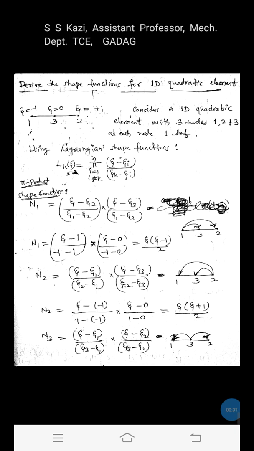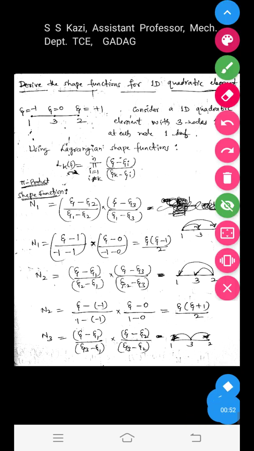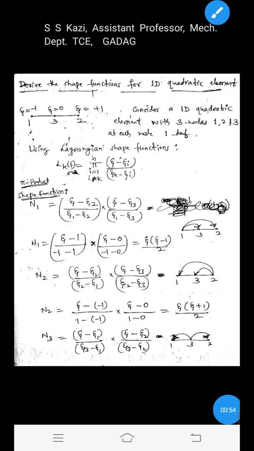If the secondary nodes like mid-side nodes and the interior nodes are introduced into the element along with the primary nodes, then those elements are known as higher order elements. Okay, now we will consider one of the higher order elements and derive the shape functions. Now let us derive the shape functions for the one-dimensional quadratic element.